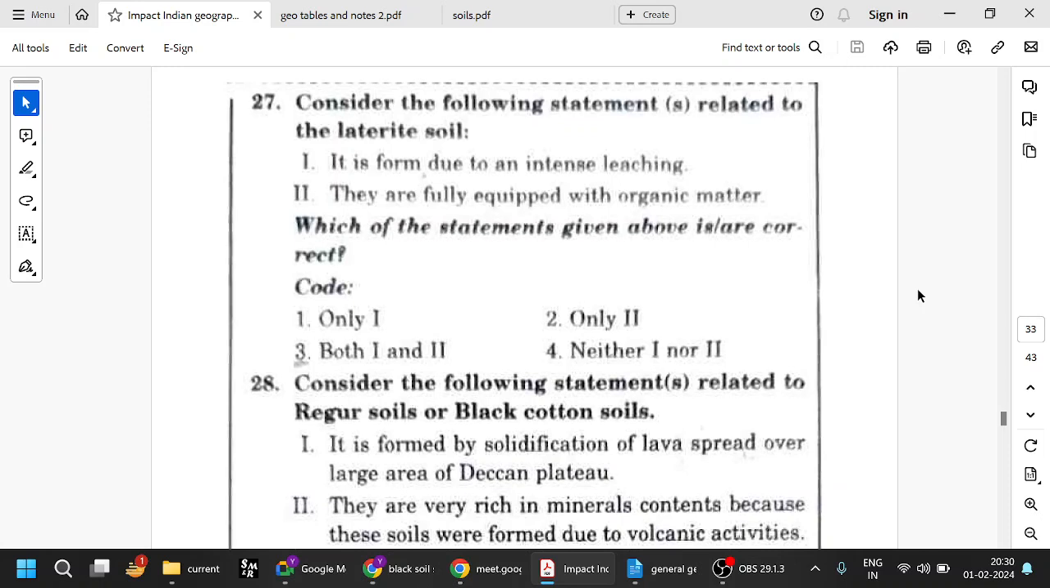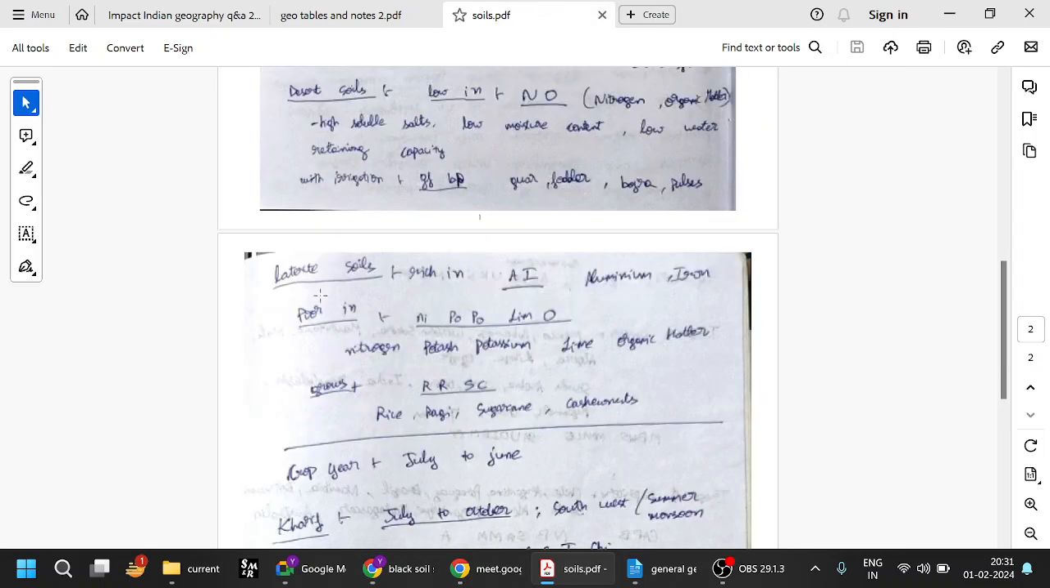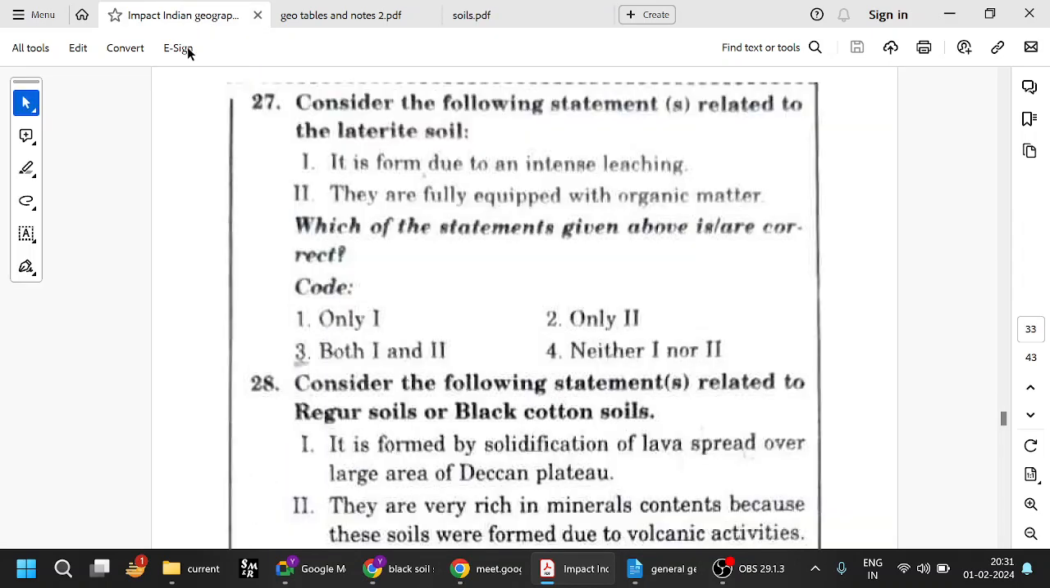So laterite soil is formed due to intense leaching. We've seen multiple times. They are not fully equipped with organic matter. Laterite soils are rich in aluminum, iron, and they are poor in nitrogen, potassium, lime, organic matter. So I don't think they are fully equipped with organic matter. So only one. Okay.